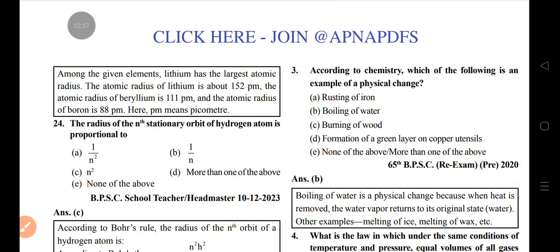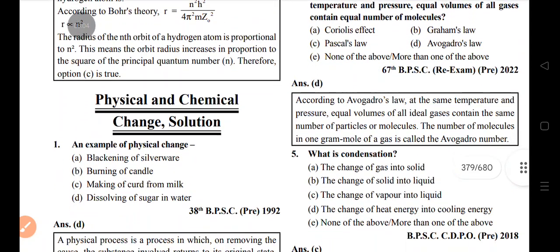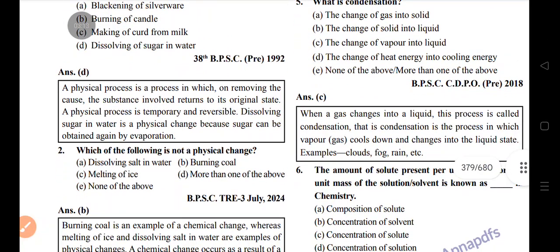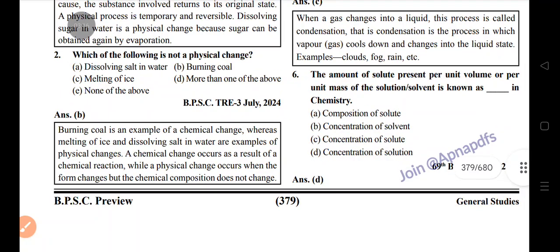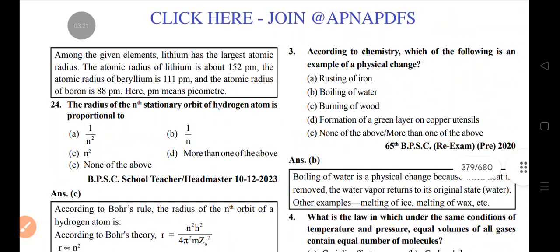Radius of the stationary orbit of a hydrogen atom is proportional to n squared. Physical and chemical change and solution. An example of physical change: dissolving of sugar in water. Not a physical change: burning of coal. Which is a physical change: boiling of water.